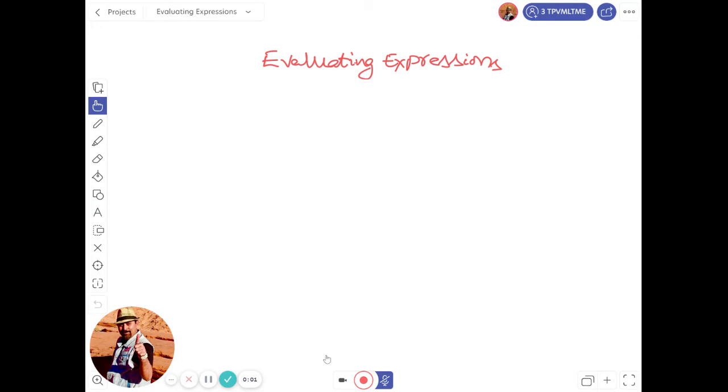Well, the topic for the day is evaluating expressions. First of all, usually students get confused with expression and equation. So, what is the difference between these two? For example, of course, you already learned about the basic algebra.